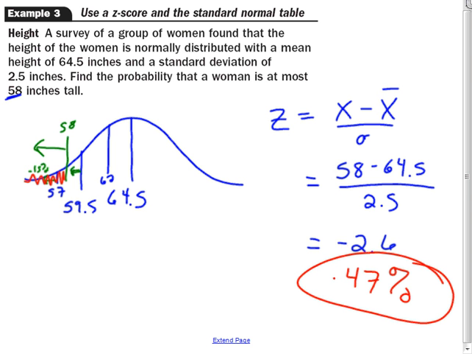58 did not fall on an exact standard deviation. Therefore, I had to convert it into a z-score. Once I have a z-score, I can take a look at my table, and my table will tell me the percent of folks that fall from that value down.